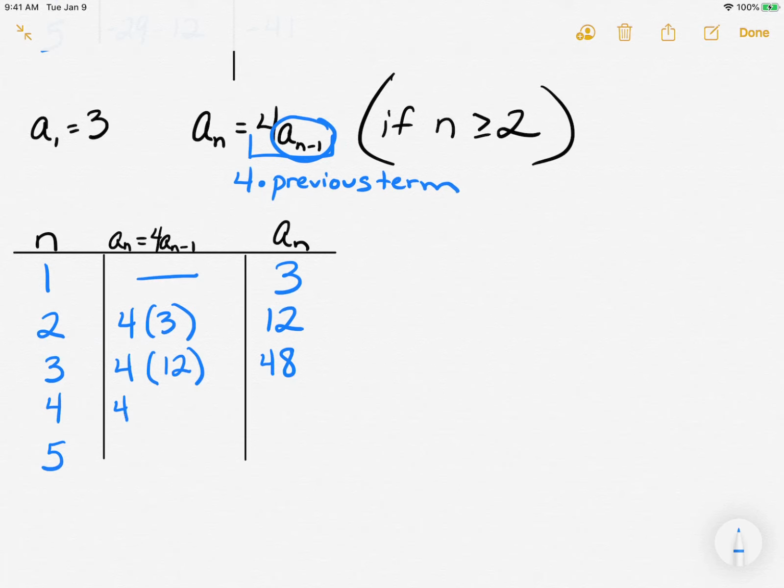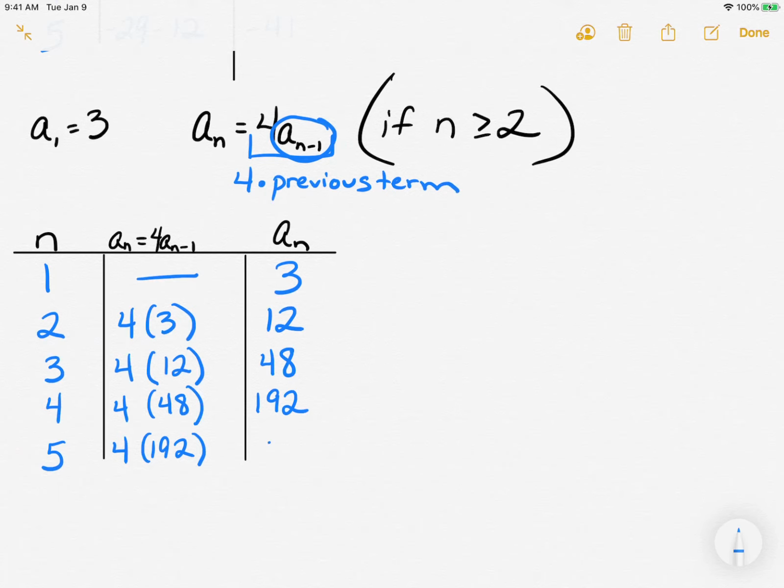Then I would do 4 times the previous term, which would be 192. Wait, 48. Wait, yeah, 192. I think you're right. And that's going to be like 900 something, right? 192. And then 4 times 1. That'd be 1,000 minus 40, so 960. Yeah. Is that right? 768.